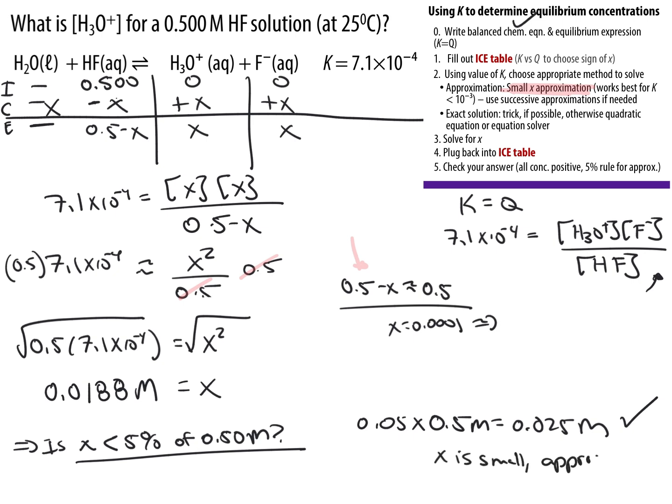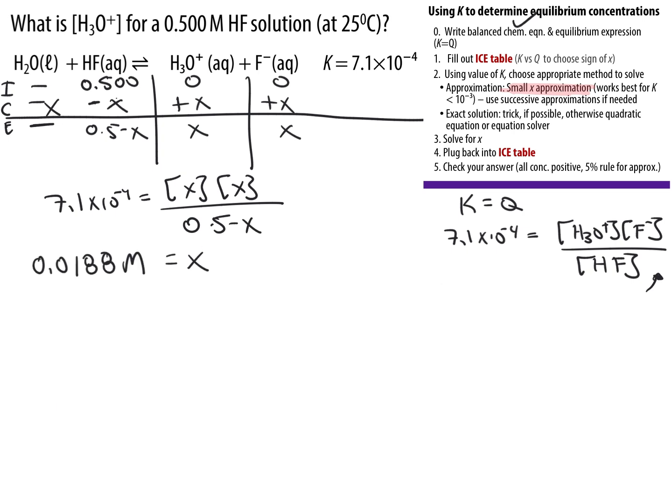And our approximation should be valid. So we've checked our answer. We've solved for x. We do need to plug back into the ICE table to get whatever values we need. In this case, the thing it's asking for was the concentration of H3O+. And so the concentration of H3O+ is equal to x, which is equal to 0.0188 molar. I only have 2 sig figs on K, so I can round that properly to 0.019 molar.